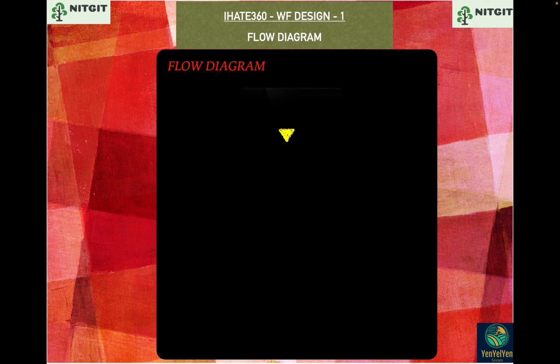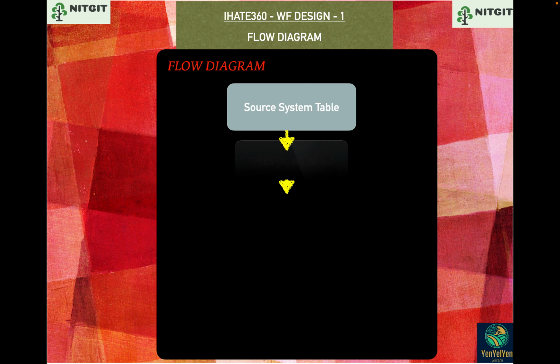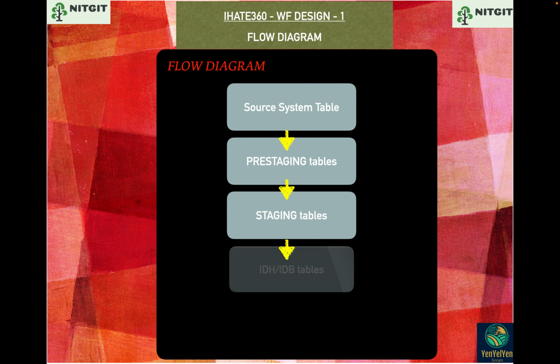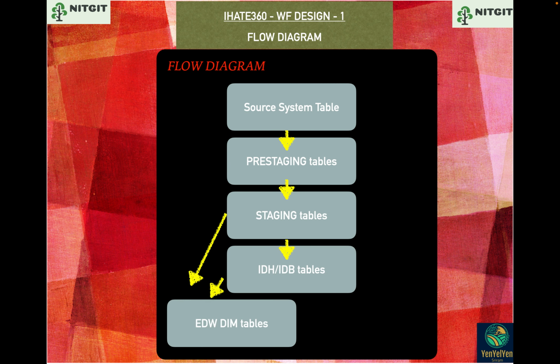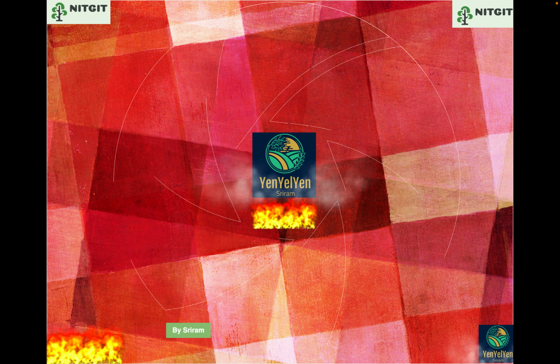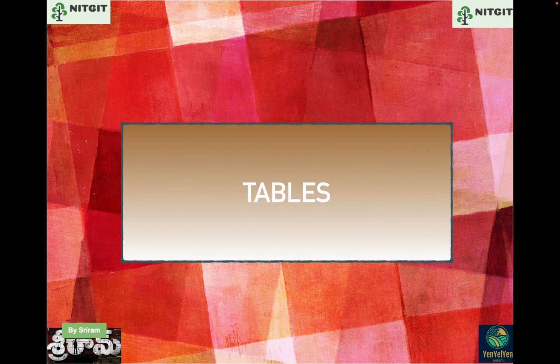Let us see the flow diagram here. In a step, source system tables, pre-staging tables. From the source system we load into pre-staging. From pre-staging to staging, staging to IDB tables and staging to EDW dimension tables. Using the EDW dimension and IDH tables we load into the fact tables. That is the final diagram to easily understand. Let us see the table structure, how the tables will look in the IDH as well as the EDW database.